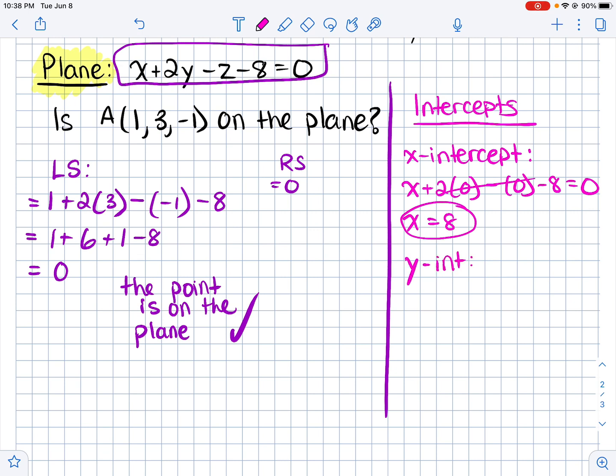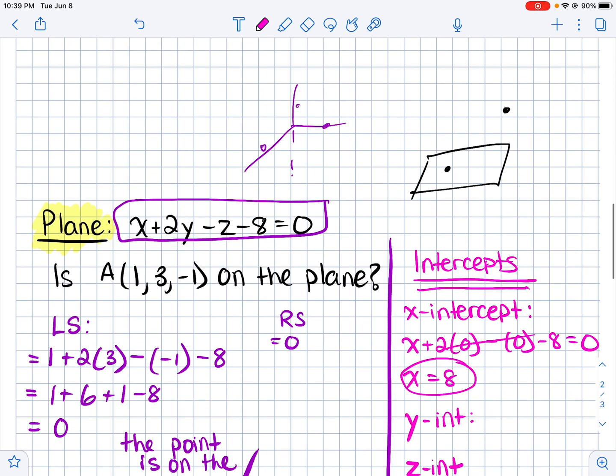So to find the y-intercept, I could sub in 0 for x and z. And to find the z-intercept, I can sub in 0 for x and y. So I'm able to check if points are on planes. I'm able to find intercepts. And I can even find vectors that are parallel to my plane.